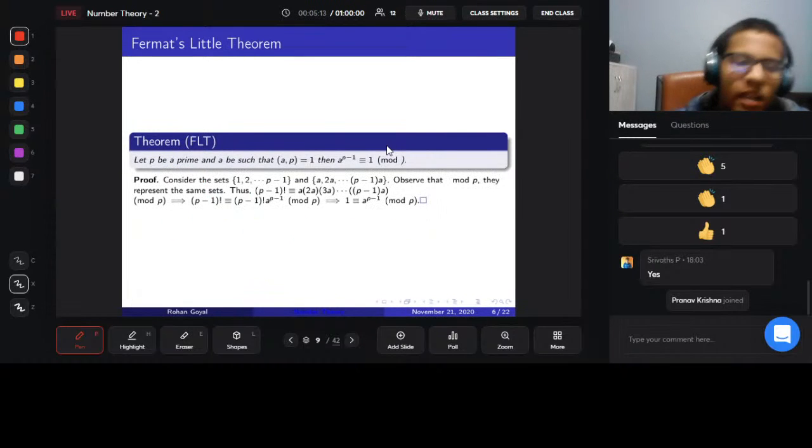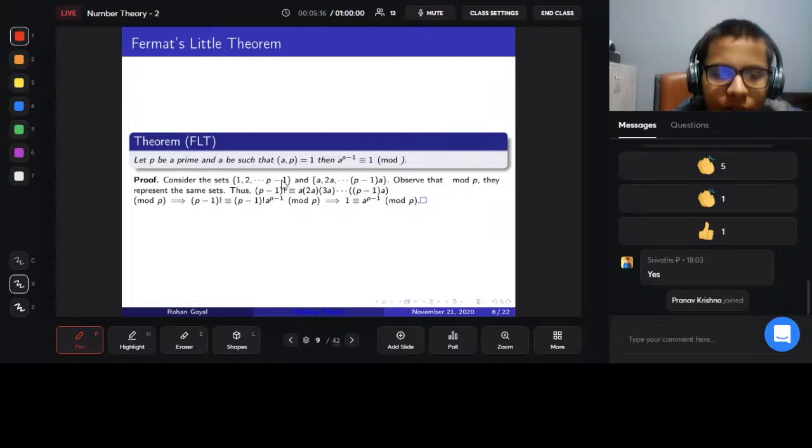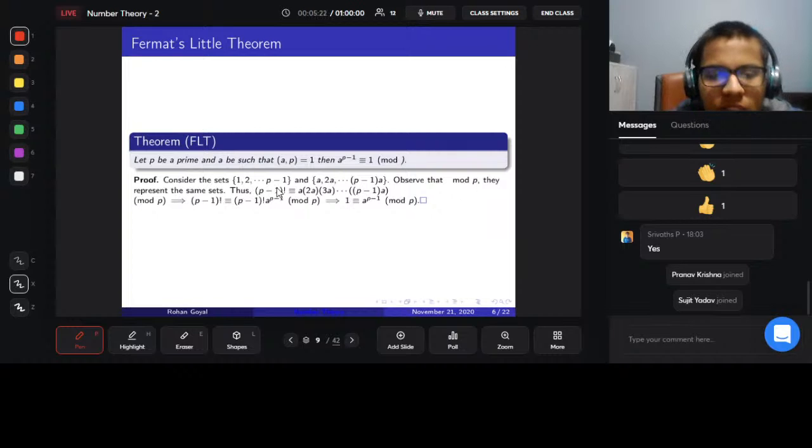So the basic idea is that you consider the sets 1 to p minus 1 and a to (p minus 1) times a. See that mod p, they represent the same sets because no two of these things are congruent mod p, as we have seen earlier as well when we were proving Bézout's theorem. Because none of these can even represent the class 0 mod p.